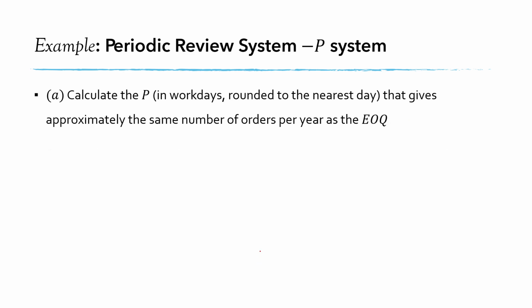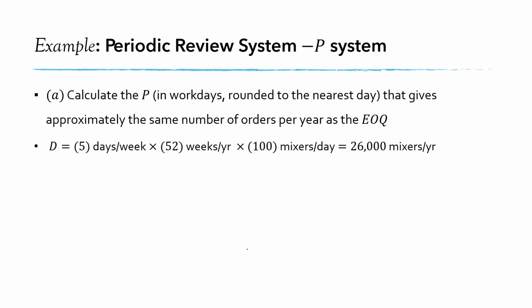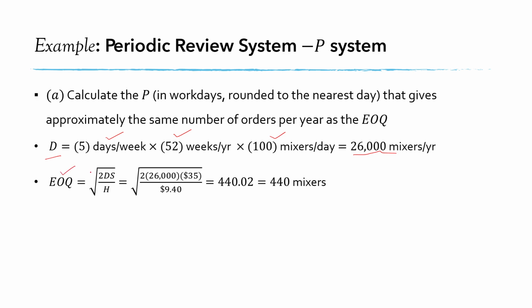So we start with part A, where we are required to calculate P in workdays rounded to the nearest day. We first calculate the annual demand. We know the average daily demand of the mixer is 100 mixers per day, and the business operates for 5 days in a week and for 52 weeks in a year. So we can calculate the annual demand D, and that is equal to 26,000 mixers in a year. The EOQ can be calculated using this formula. The EOQ value is 440 mixers.